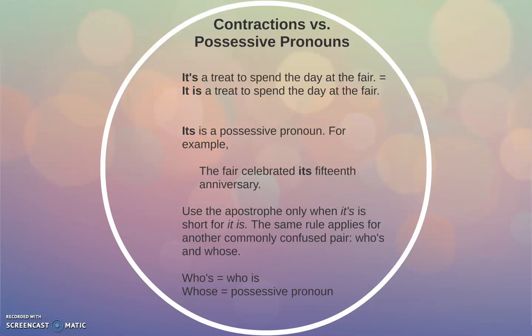You can check to see whether the contraction or the possessive pronoun makes sense. The fair celebrated it is 15th anniversary would not make sense. Just remember this rule for it's and its. Use the apostrophe only when it's is short for it is. The same rule applies for another commonly confused pair, who's and whose. Who's means who is, and whose is the possessive pronoun.